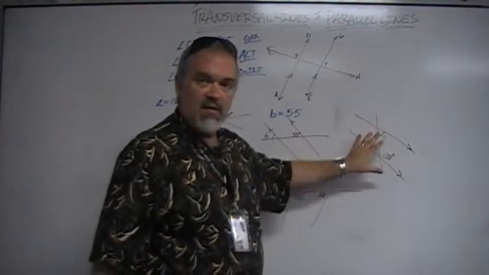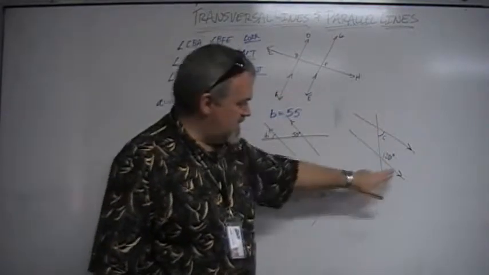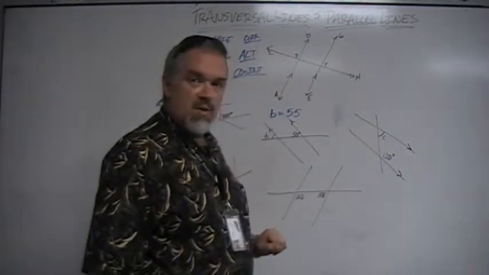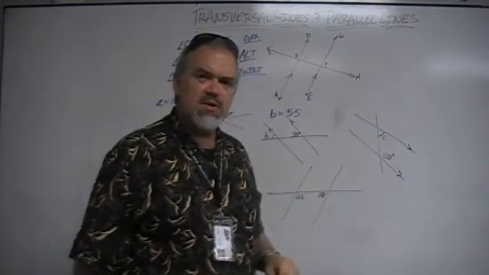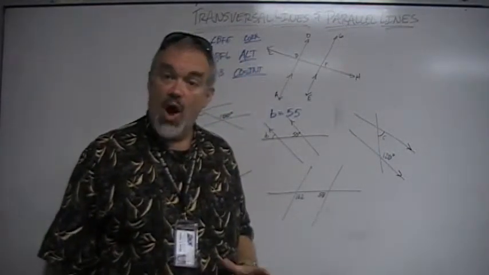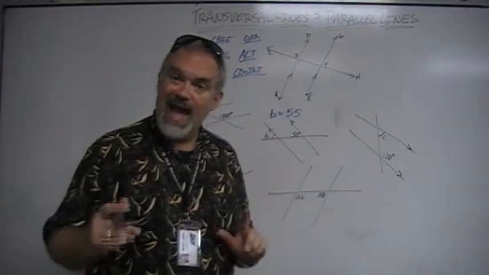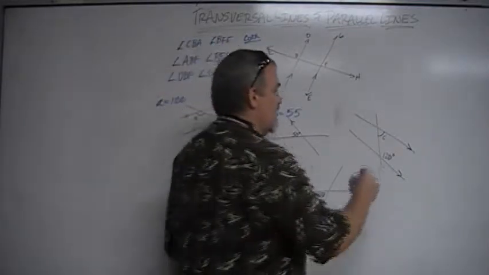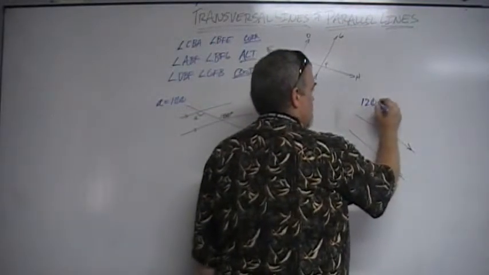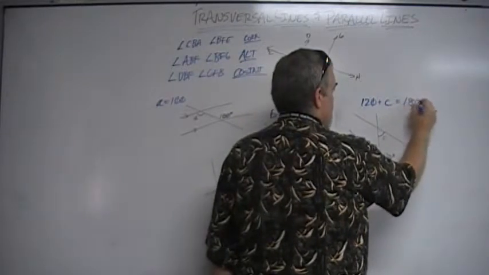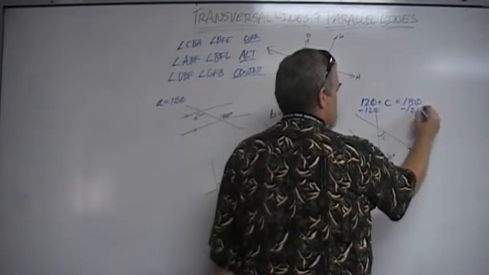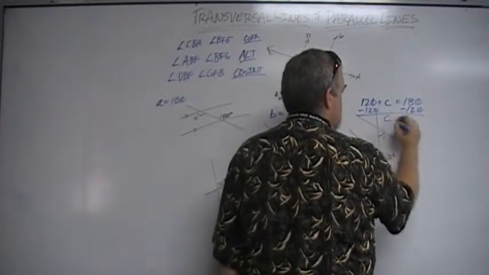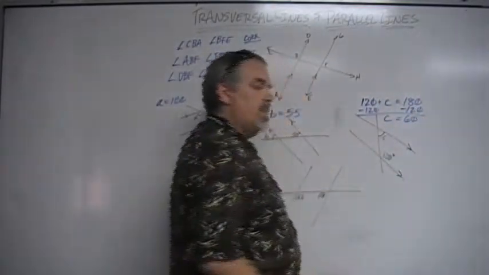What do we have here? The lines don't look parallel, but they say they're parallel. So what do we have? This is 120, and that is C. What kind of angles are they? They are co-interior angles, so they add up to 180. 120 plus C is equal to 180. If I subtract that 120 from both sides, then I get that C is equal to 60.